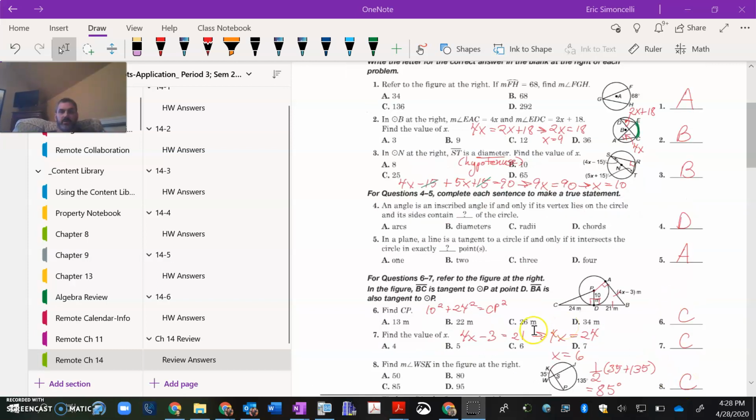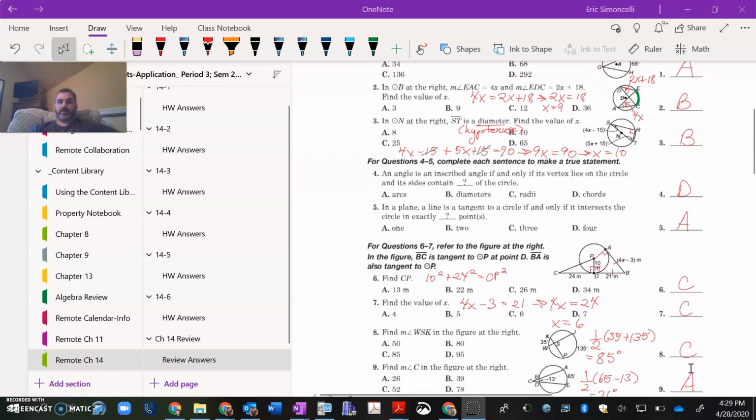Okay, so let's take a look at number 8. So number 8, this one is, let's see, find the measure of angle WSK in the figure at the right. WSK is interior to the circle. It has 2 arcs of which 35 degrees and 135 can be added together thanks to the theorem, if you recall, adding the two arcs thanks to the chords that intersect. The arcs can be added together and divided by 2, which is what I did to get 85 degrees, letter C.